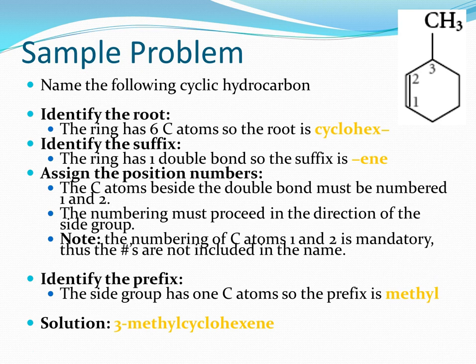This example shows how to name a cyclic hydrocarbon with a double bond. Begin by determining the size of the ring. It has 6 carbon atoms, so it is cyclohex, and it has 1 double bond, so it has the suffix -ene. We need to number the carbons in the ring such that the double bond has the lowest number possible. As we have numbered here, the methyl group is on carbon 3, and the double bond is on carbon 1. We do not need to include the number when the double bond is on the first carbon.